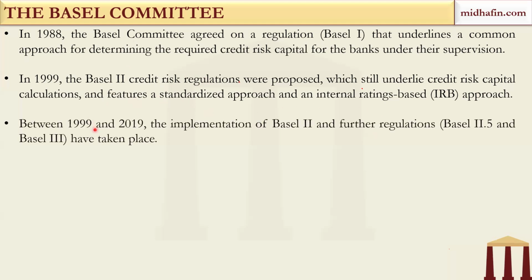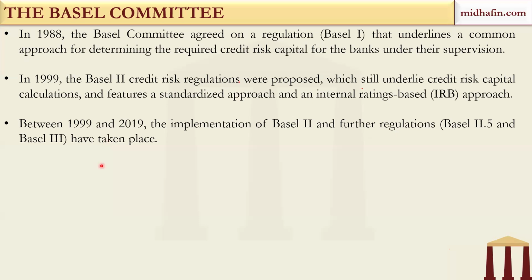Now, between 1999 and 2019, the implementation of Basel II and, of course, further regulations, Basel 2.5 and Basel 3, have taken place. As the regulations have progressed, more and more focus has shifted to operational risk. That is why under operational risk, we have a number of chapters in FRM Part 2 with respect to the Basel regulations. But since market risk and credit risk were already being paid attention to before, of course there will be many chapters in credit risk also where you'll find mention of Basel regulations as per requirement.